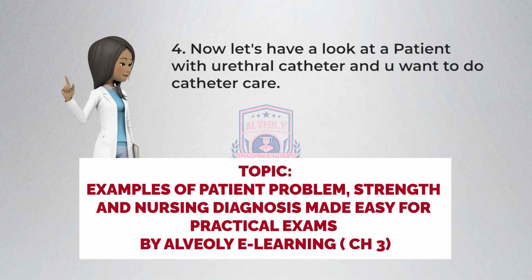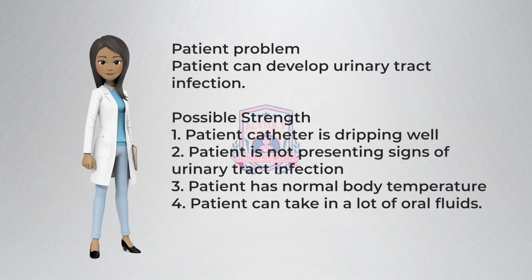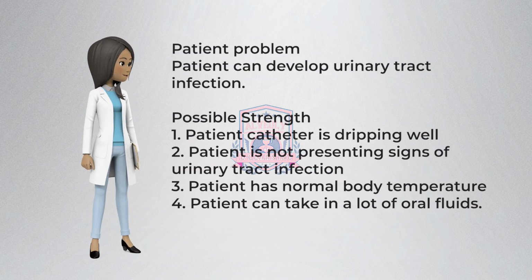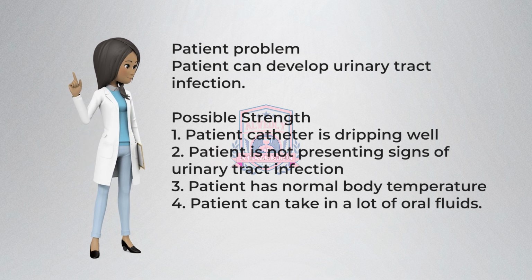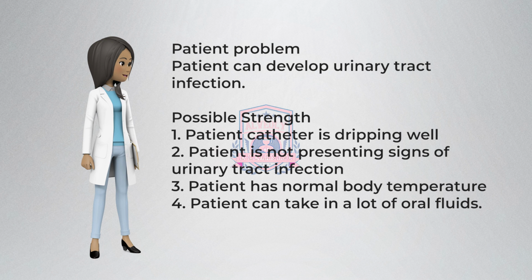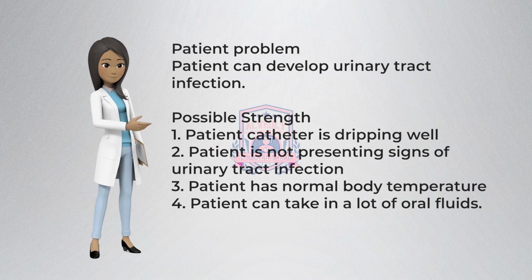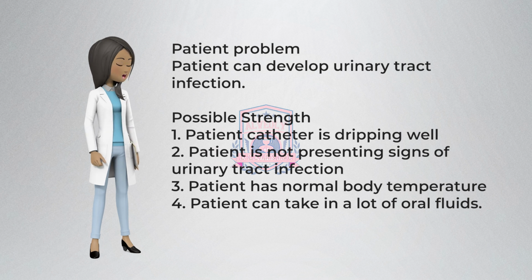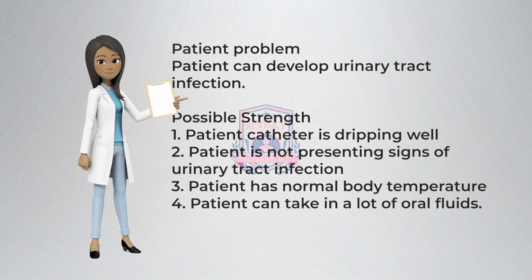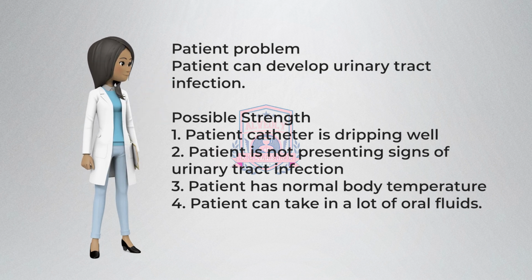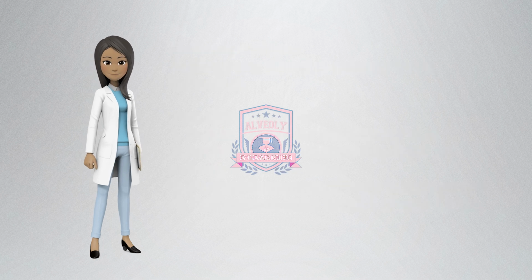4. Now let's have a look at a patient with urethral catheter, and you want to do catheter care. Patient problem. Patient can develop urinary tract infection. Possible strength. 1. Patient catheter is dripping well. 2. Patient is not presenting signs of urinary tract infection. 3. Patient has normal body temperature. 4. Patient can take in a lot of oral fluids.